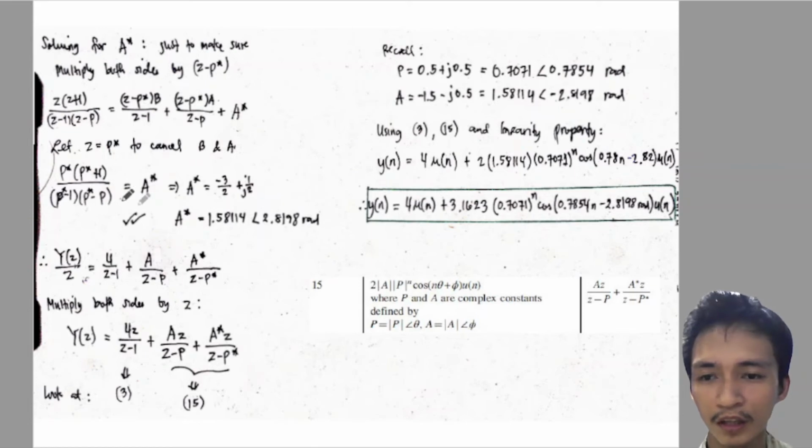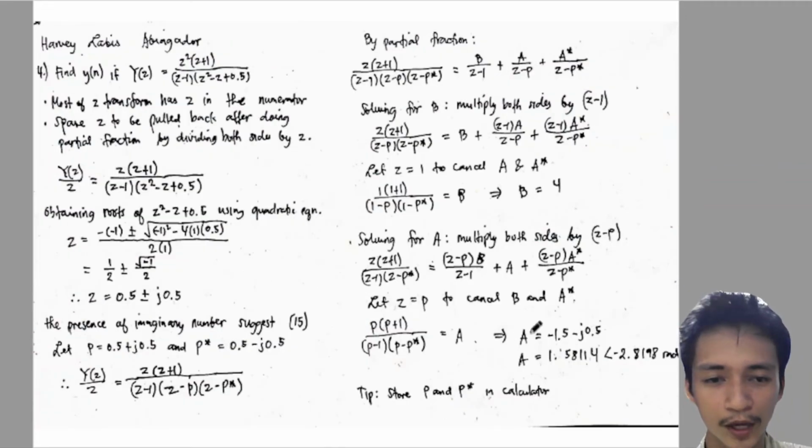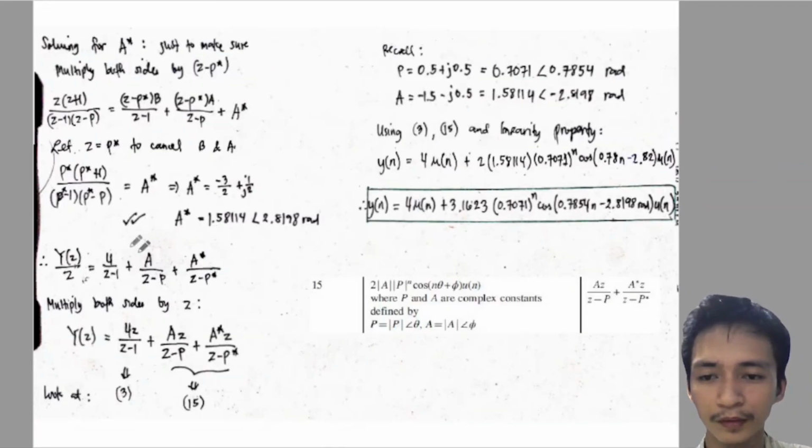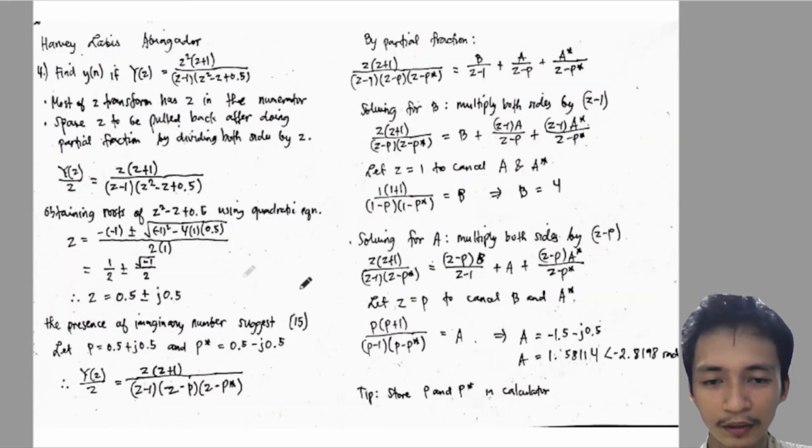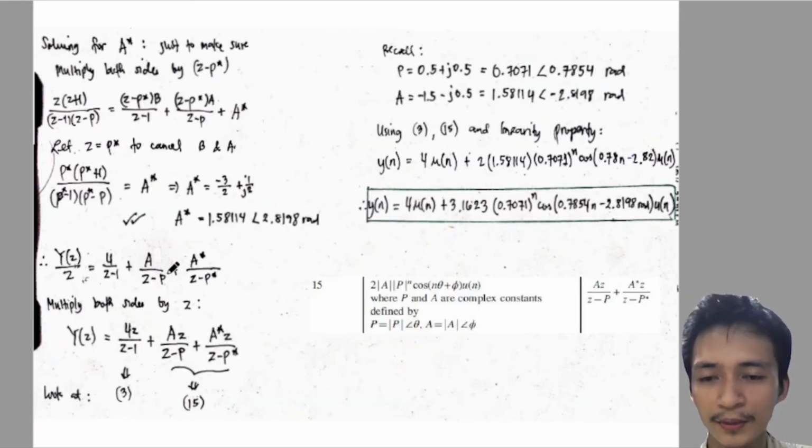Using the definition of the p conjugate and the p, we arrive at A conjugate equals negative 3 over 2 plus j 1 half. And if you take the polar form of this one, we get A conjugate equals 1.58114 with angle 2.8198 rad. This confirms that this is the A conjugate of this A. Now we can write Y of z over z as we have our B, so that is 4 over (z minus 1) plus this A over (z minus p) plus this one its conjugate over (z minus p conjugate).